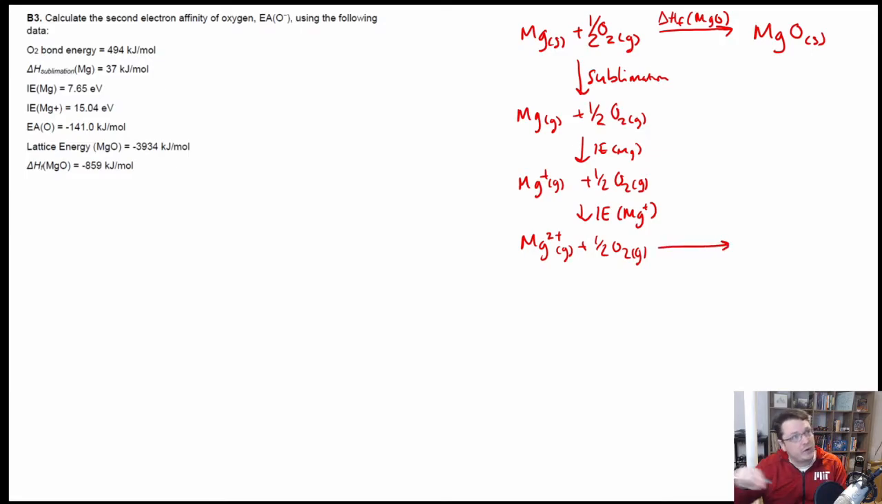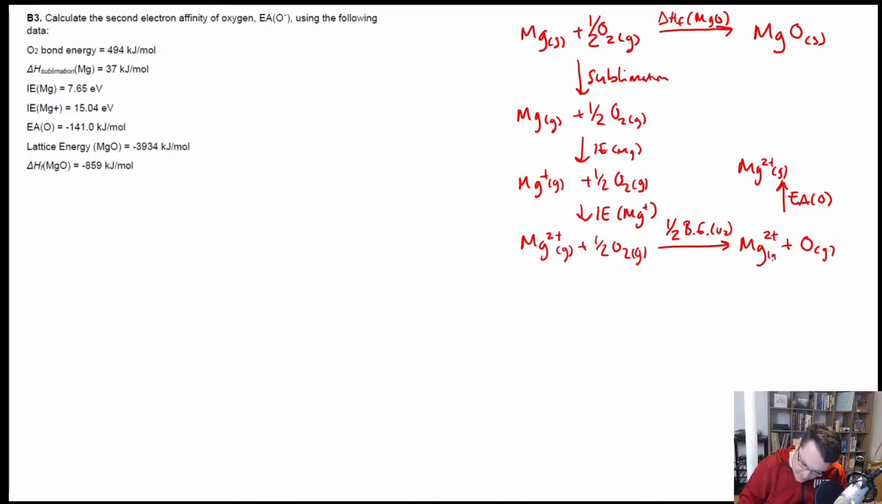The next step, we break apart the oxygen into individual oxygen atoms. This is going to be half of the bond energy of O2. So what we should get is magnesium 2 plus and O gas. Now we have to do the electron affinity steps. We do the first electron affinity of oxygen, and we form magnesium 2 plus gas plus O minus gas.